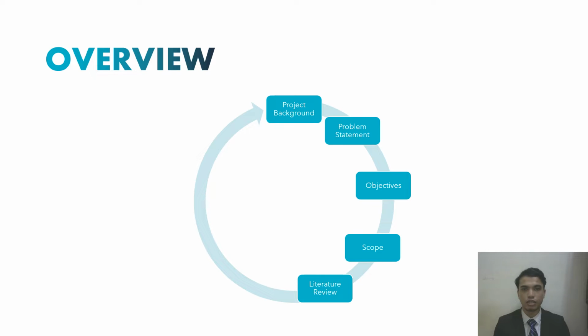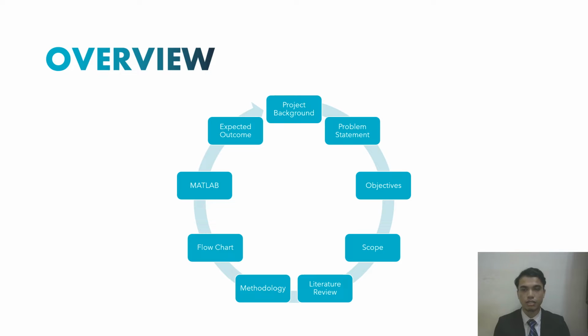And then I have the literature review. Furthermore, I have the methodology. This is about the method that I will use in this project. Moreover, is the flow chart to make the project. Next, I will explain how MATLAB can be used in this project. And lastly, is the expected outcome.